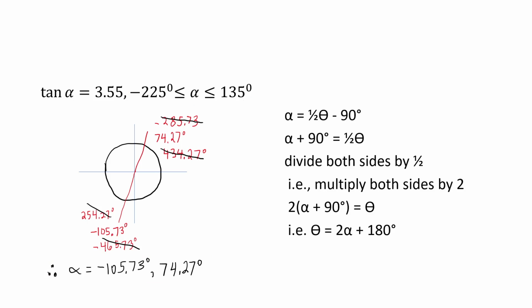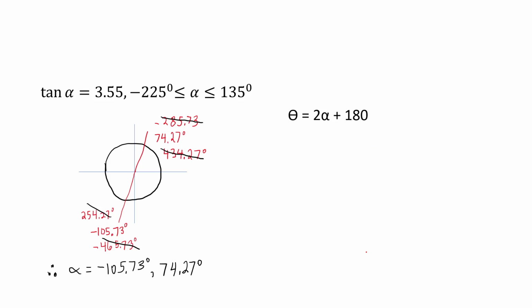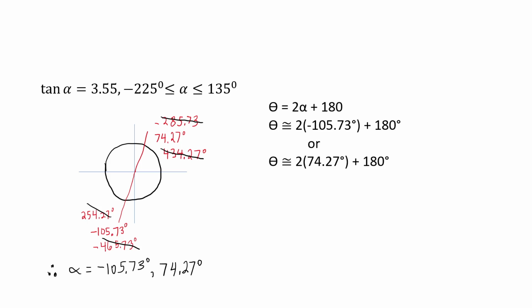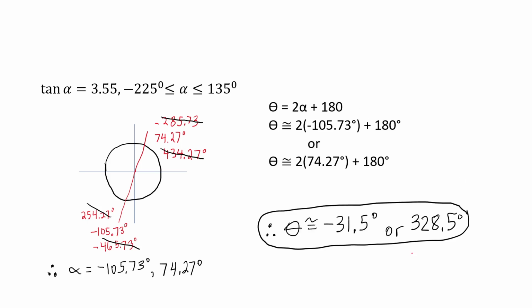Then what we do is we want to convert them back to the thetas. So since alpha is 1/2 theta minus 90, we can add 90 to both sides. We can then divide both sides by 1/2, or in other words, multiply both sides by 2. When we multiply both sides by 2, we end up with 2 alpha plus 180 degrees equaling theta. So what we're going to do now with each of these alpha values is we're going to multiply them by 2 and add 180 degrees. So doing that, we get these two answers, negative 31.5 degrees approximately, or 328.5 degrees approximately.